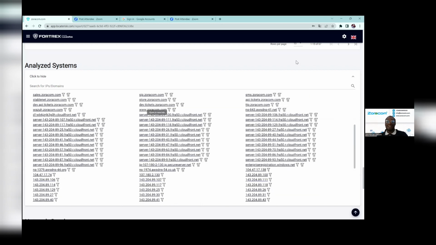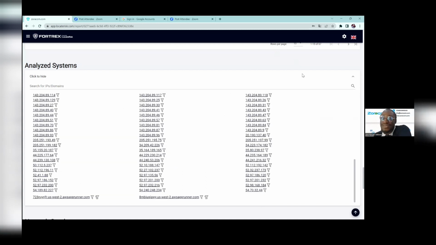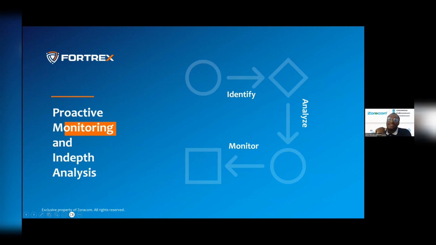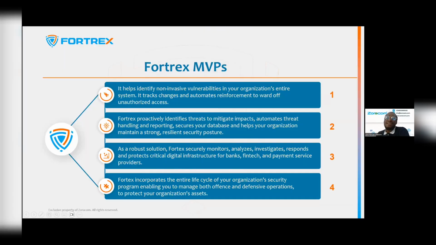So I would like to go back to the slide now, if you will permit me. So basically, that is what is captured here. As you can see, the entirety of the solution is very interactive. And at the end of the day, the MVP that Fortress is providing you as a business is to identify all these invasive and non-invasive capabilities in your organization's system. It also mitigates potential threats before they happen. And finally, as a robust end-to-end cybersecurity analysis solution, it incorporates the entire life cycle of your organization's security program, enabling you to manage both offense and defense from a single pane of glass. Thank you very much.